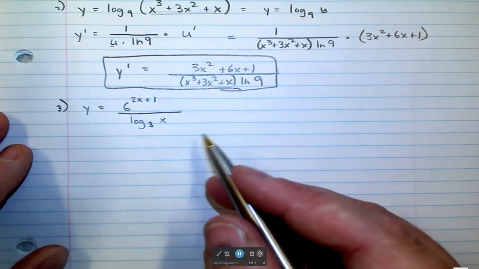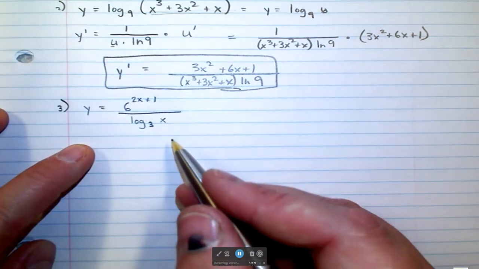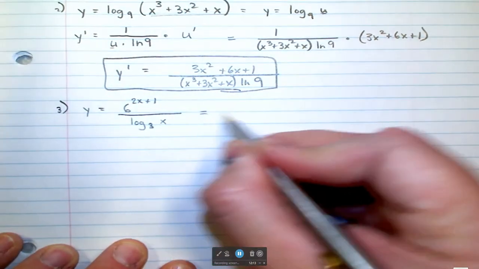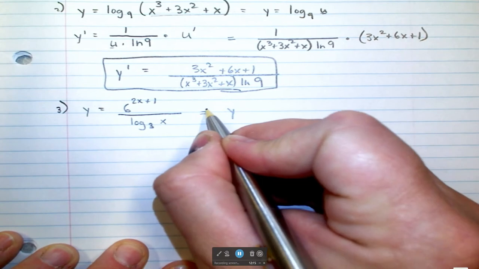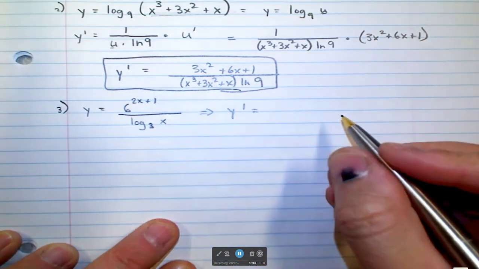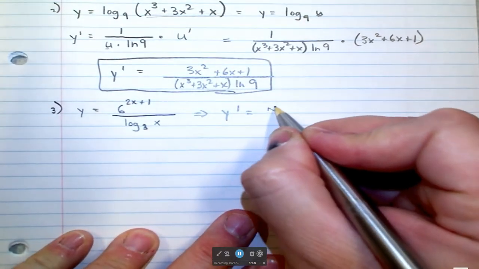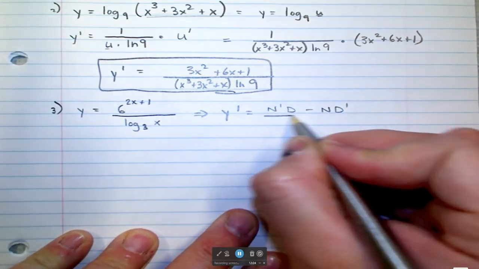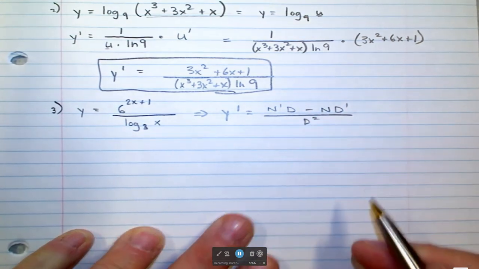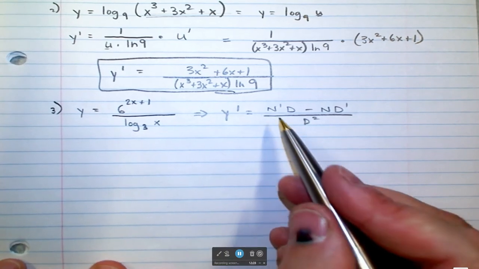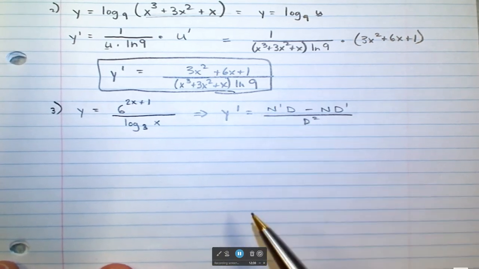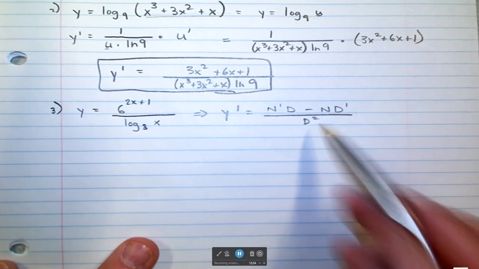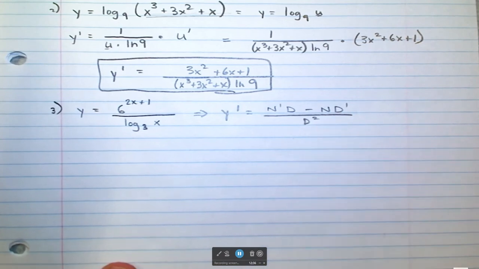So what do we have? We have a fraction. So the first thing you got to see before you see anything else is that y prime is going to equal n prime d minus n d prime over d squared. Okay, and this is going to be what? The numerator's derivative times the denominator minus the numerator times the denominator's derivative over the denominator squared. Now, a couple of things.